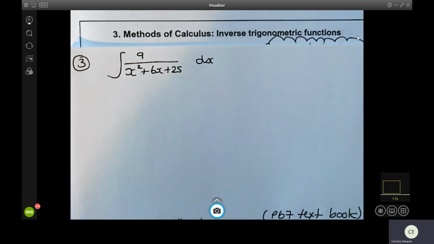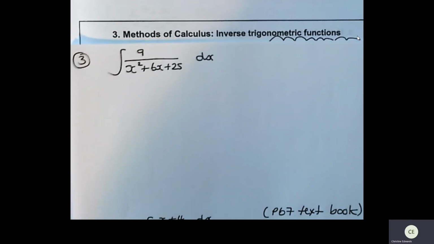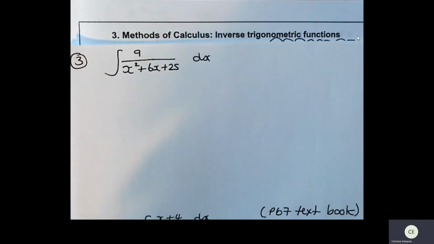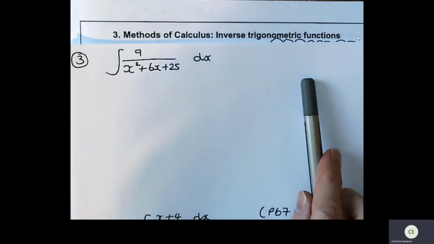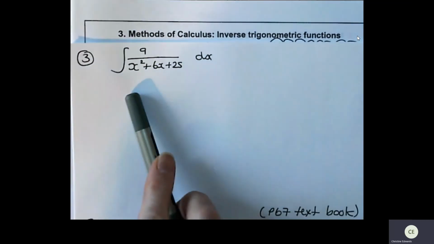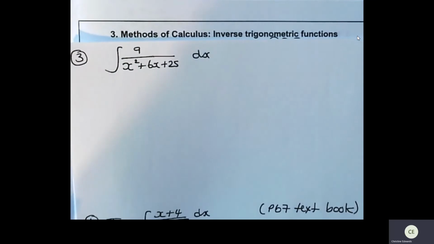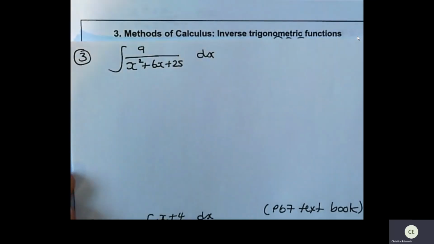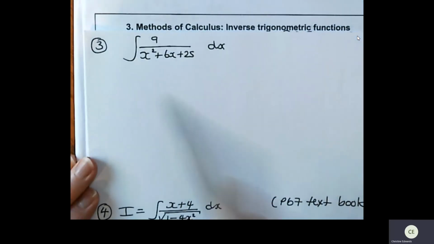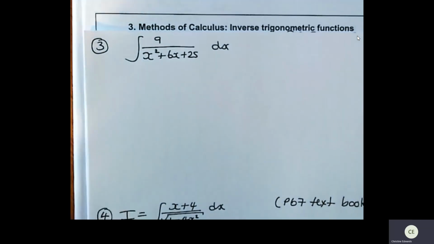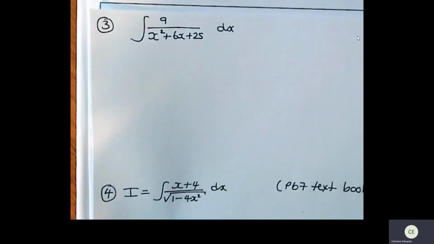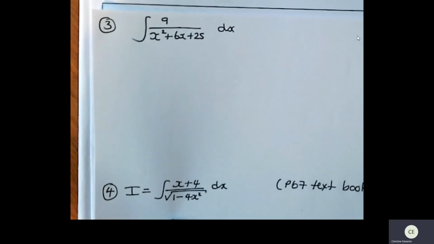So this video looks at the hard questions for the calculus of inverse trig. We've got two types that we're going to look at. This is question 3 on page 24, and this requires us to use completing the square. And then we're going to add a question 4 that looks at the method of splitting the fractions to allow us to integrate.